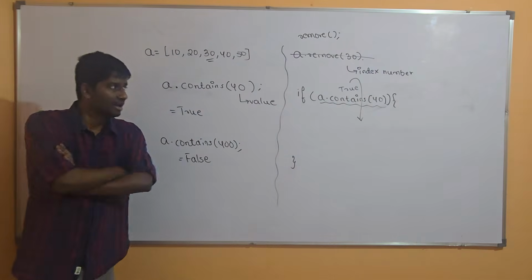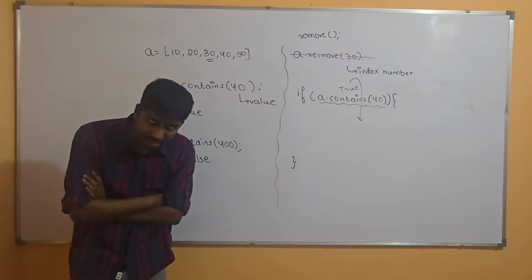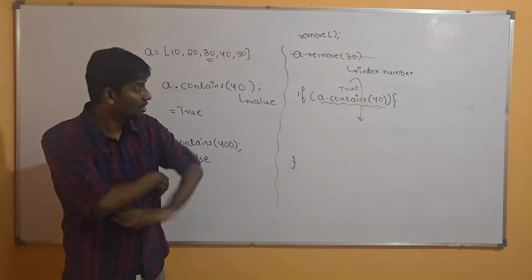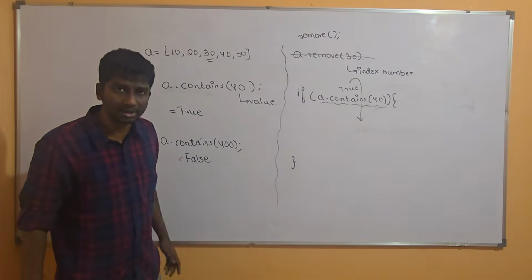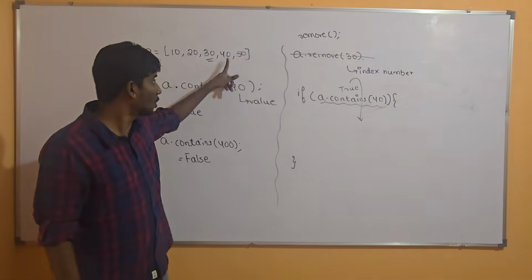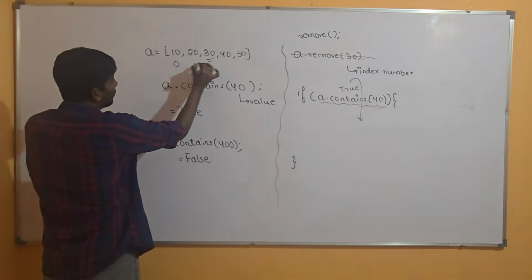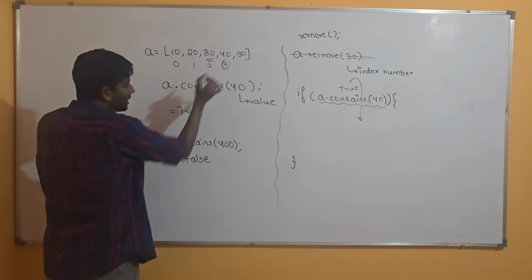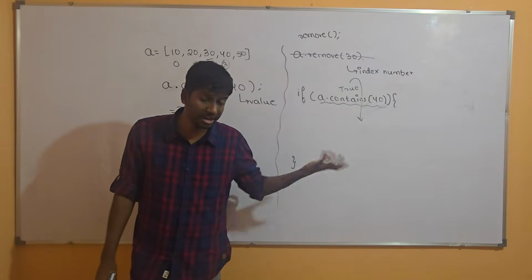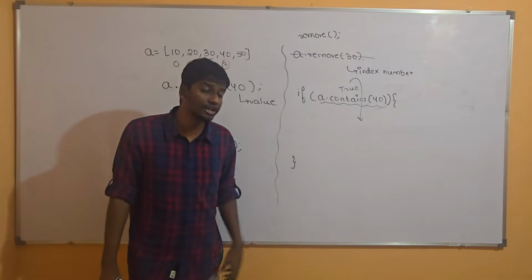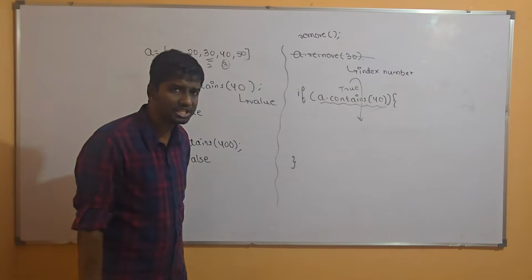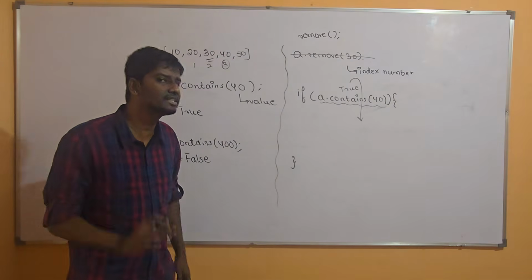Is it clear? If A dot contains 40, yes sir, it contains 40. So now what you are doing? First, you are coming into the true segment. Now, sir, how will I remove the element? Now I know that the index of 40 is 0, 1, 2, 3. So 3 is the index number I know. If there are thousands of elements, how will I get to know, sir? That we will see. But before that, see here.